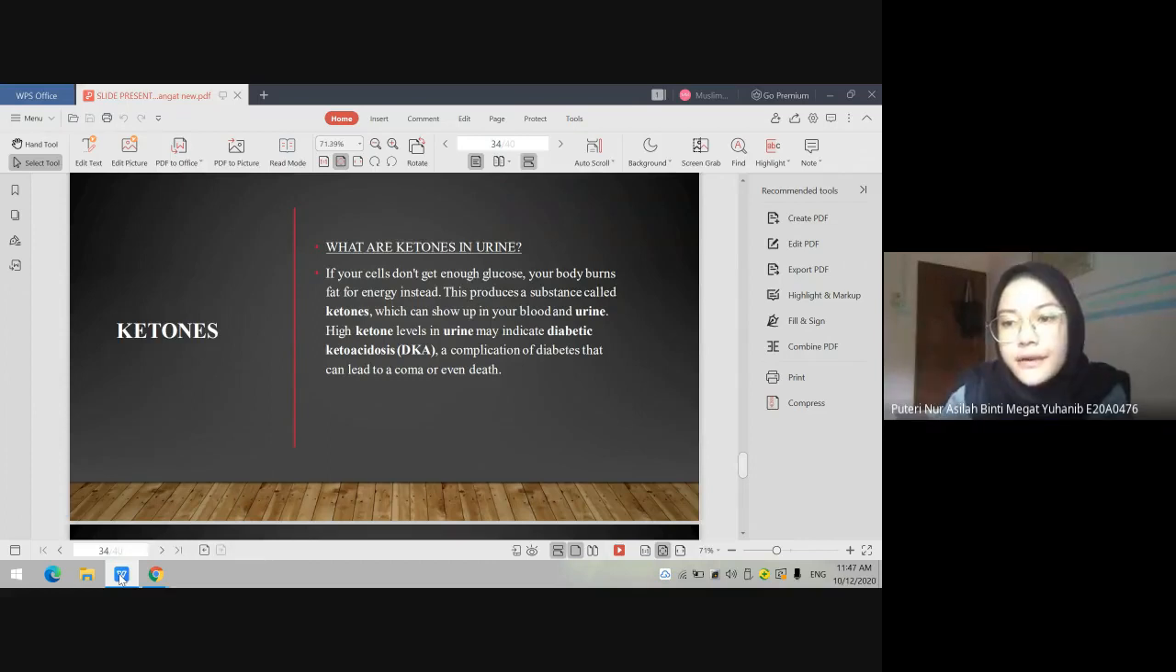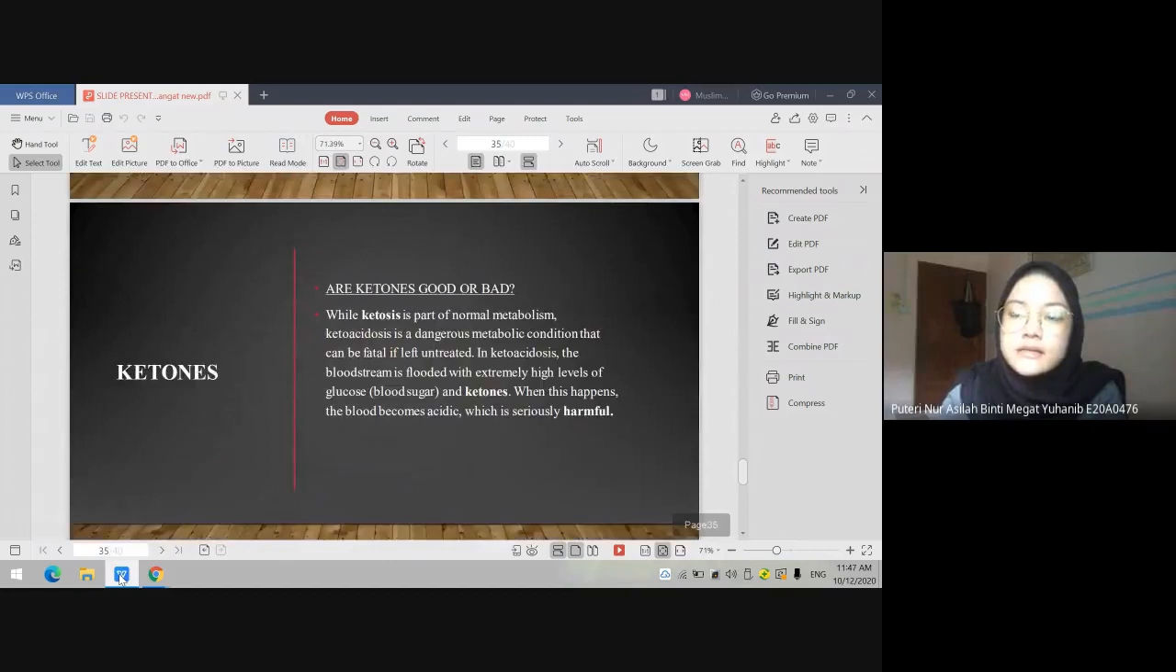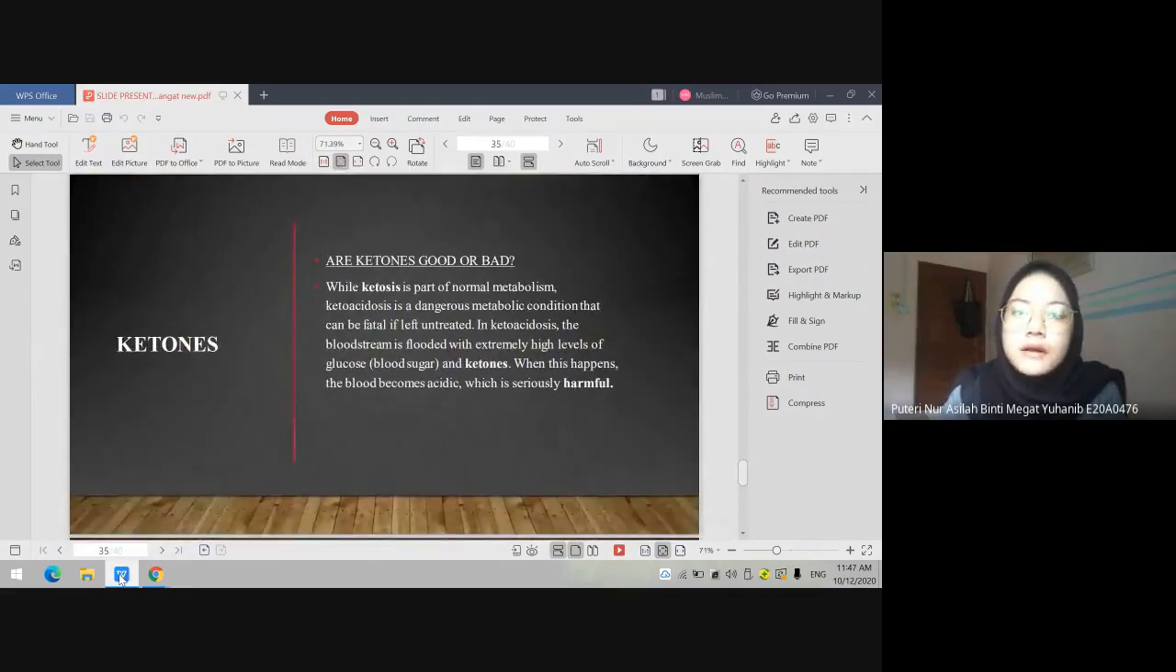High ketone levels in urine may indicate diabetic ketoacidosis, a complication of diabetes that can lead to a coma or even death. Next, are ketones good or bad? While ketosis is a part of normal metabolism, ketoacidosis is a dangerous metabolic condition that can be fatal if left untreated. In ketoacidosis, the bloodstream is flooded with extremely high levels of glucose and ketones. When this happens, the blood becomes acidic, which is seriously harmful.